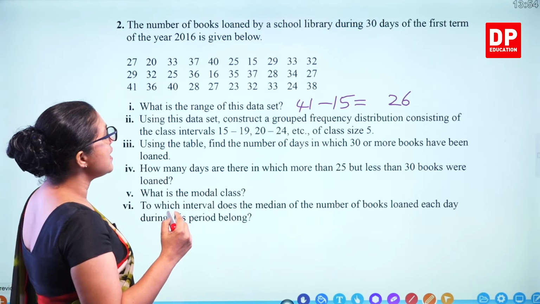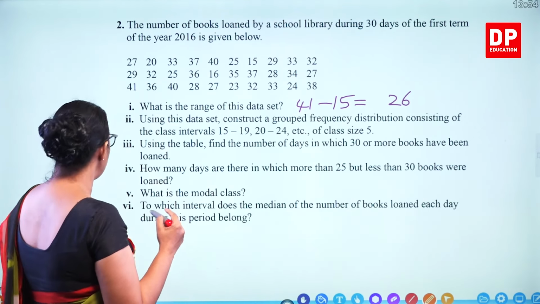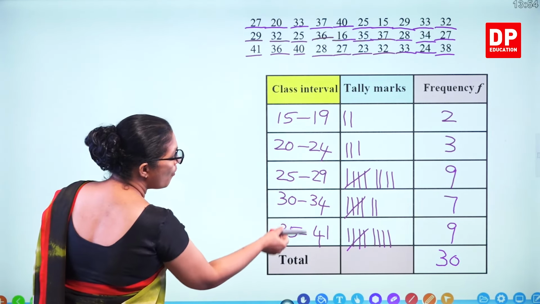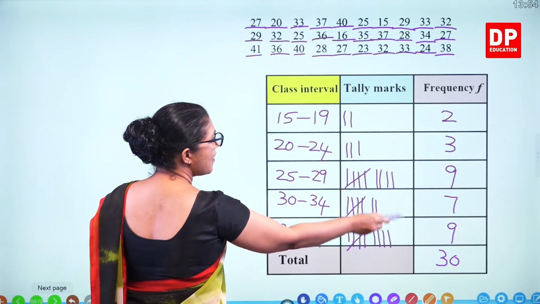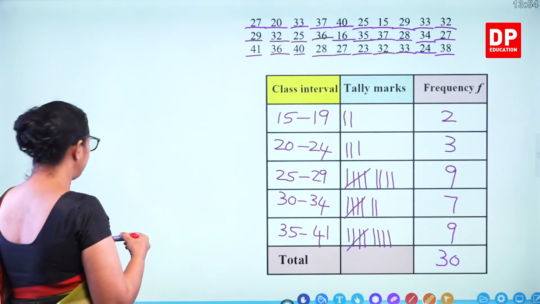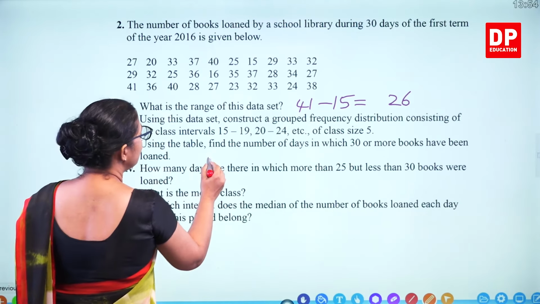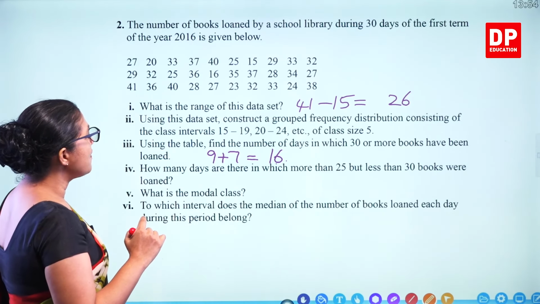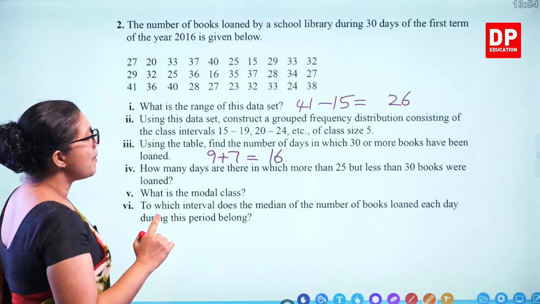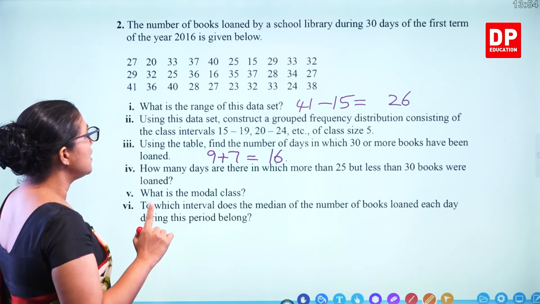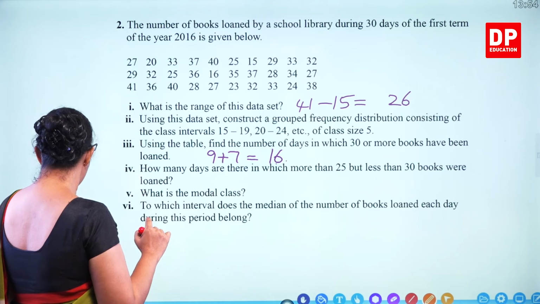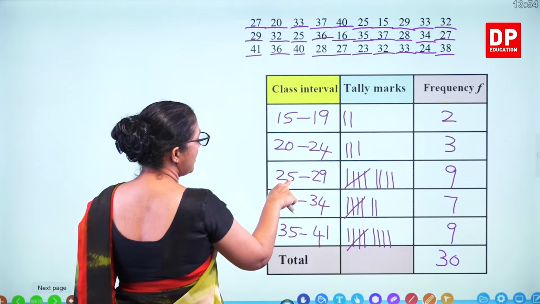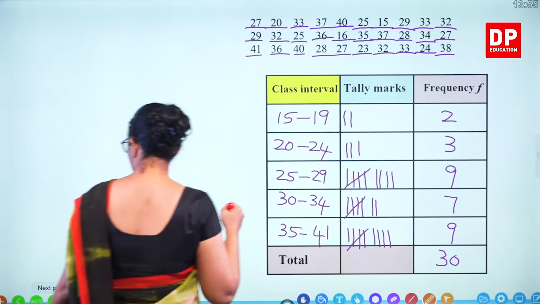Using the table, find the number of days in which 30 or more books have been loaned. 30 or more: 9 plus 7, 16. So that's 16. How many days are there in which more than 25 but less than 30 books were loaned? More than 25, that means this one, less than 30. So that means 9.